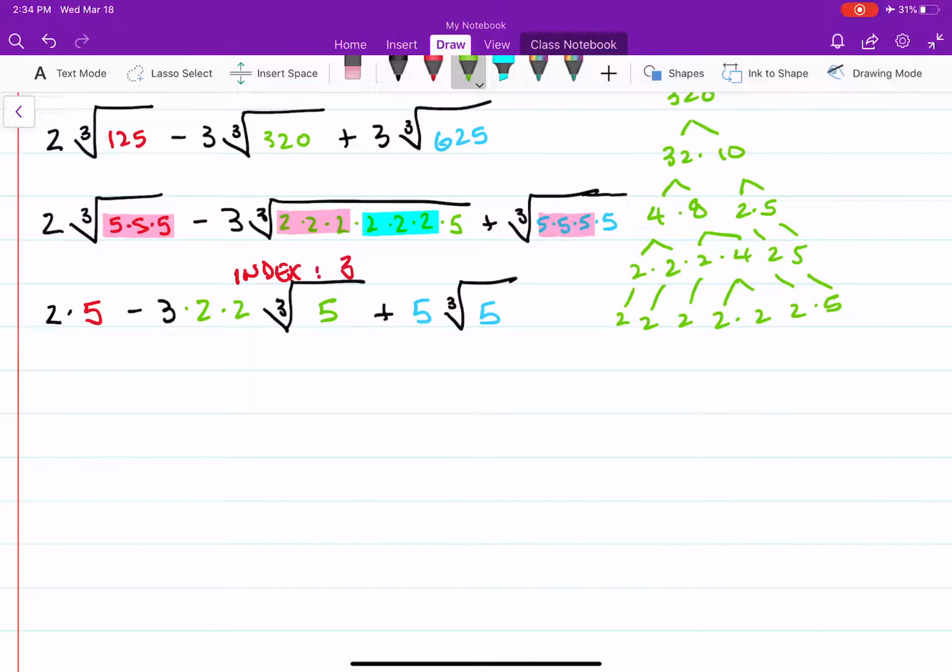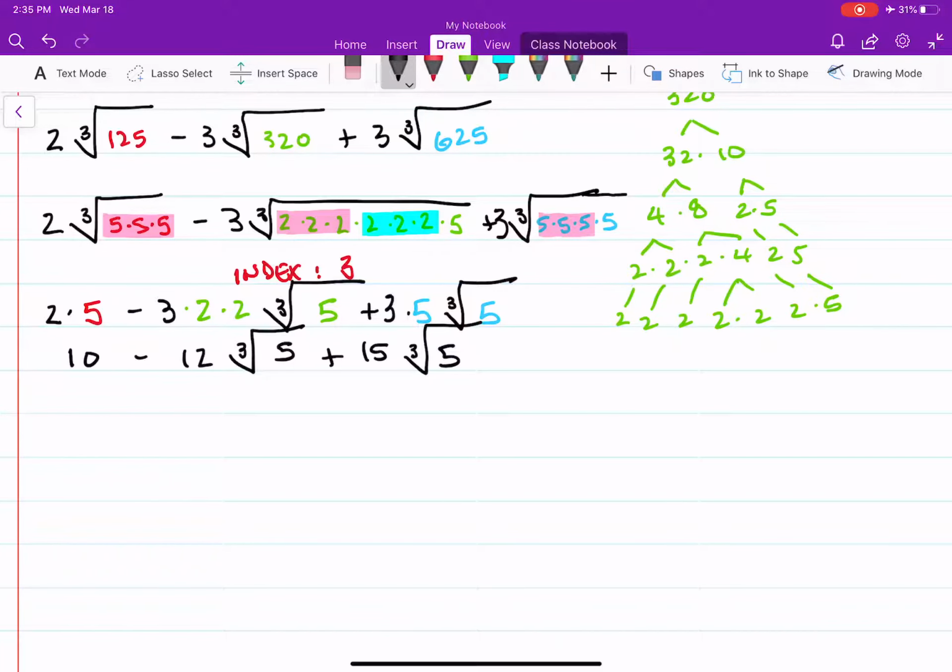So if you already have a number that's outside the house and you're bringing something else out, what you're going to do is you're actually going to multiply those numbers. Ooh, that's what I'm missing. I forgot to bring that 3 down. Okay, so again, whatever comes outside is going to multiply what's already outside. Okay, so now I have 10, because 2 times 5 is 10, minus 3 times 2 times 2, which is 12, cube root of 5, plus 15, cube root of 5.